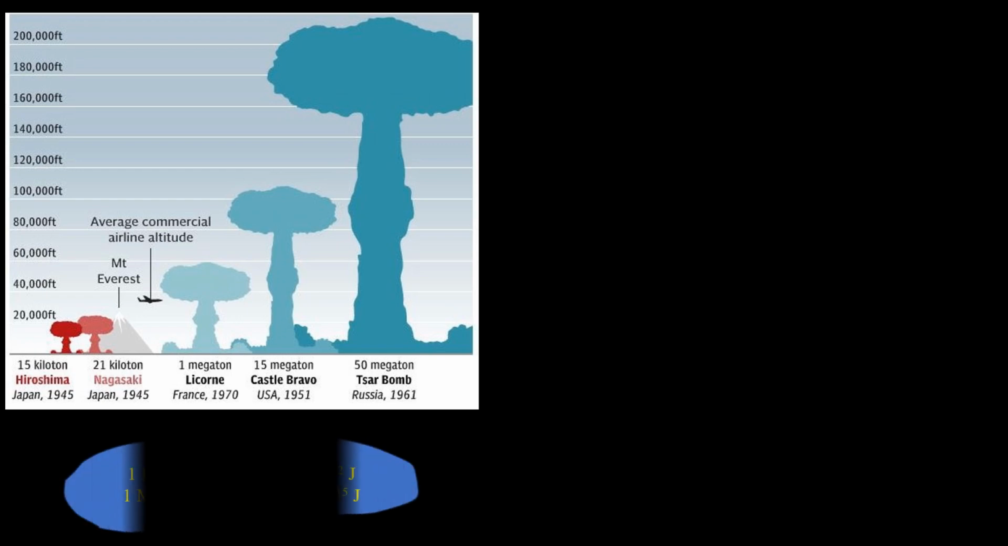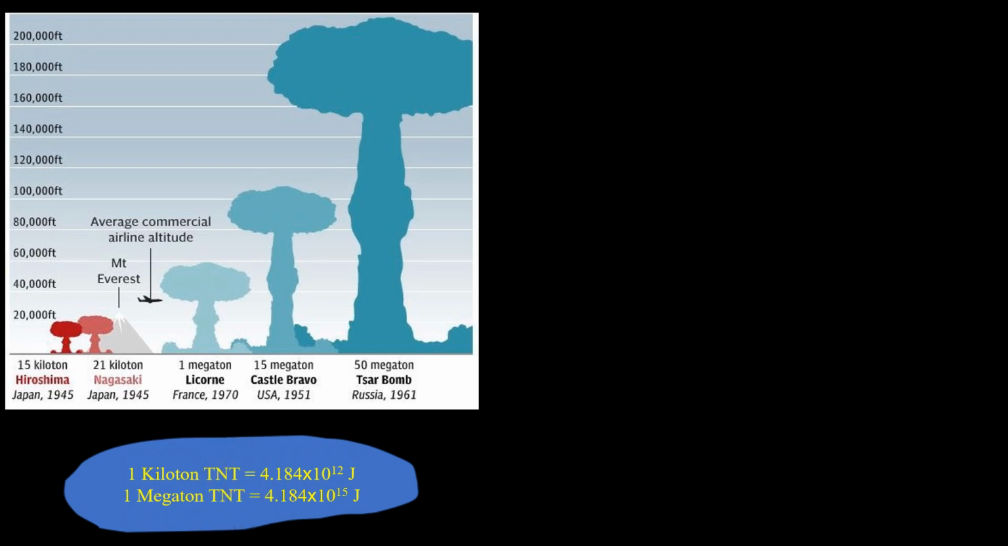And then in terms of energy, these are the units that we usually use. 1 kiloton TNT is equivalent to 4.184 times 10 to the power 12 joules, and 1 megaton is 4.184 times 10 to the power 15 joules.